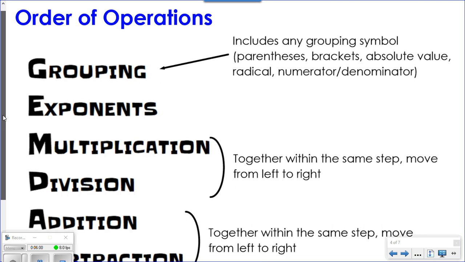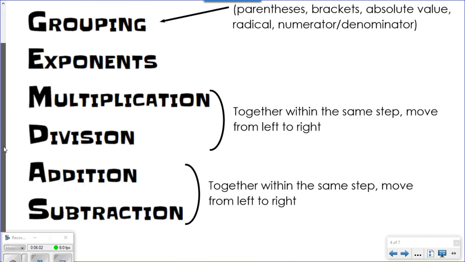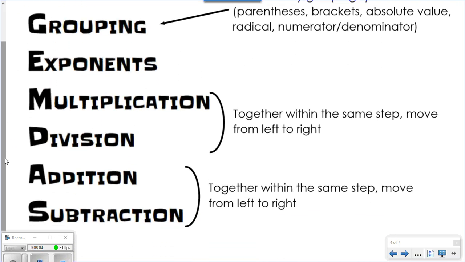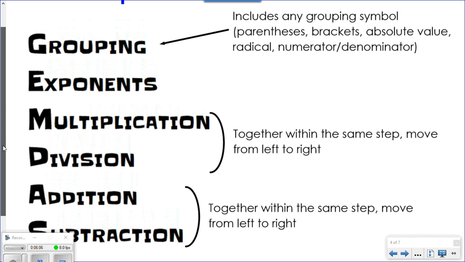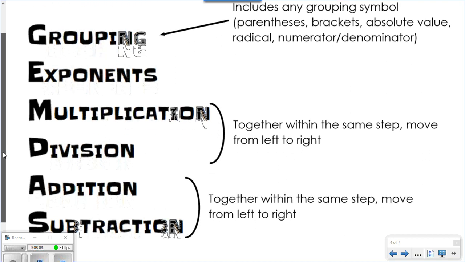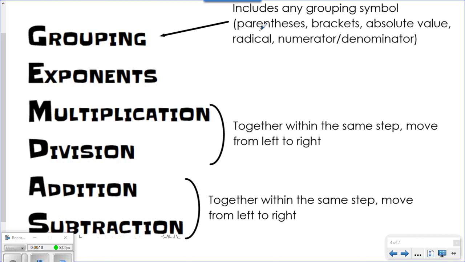Order of operations is a big one. We will use this all year. I finally made the transition over to GEM-DOS because I feel like that grouping symbol is going to be really important. So we always start by simplifying anything within a grouping. This could be parentheses, any sort of absolute value, any radical, and then any sort of fractional expression. So if you had like 3 plus 6 plus 7 over 2 minus 5, this would need to be simplified first before you can do the rest of your expression.